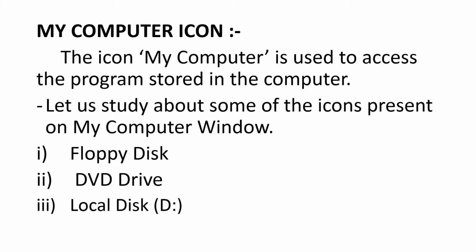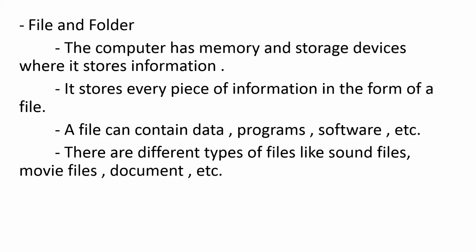When this icon is double clicked, a window containing a list of files and folders in the hard disk appears on the screen. Now the next thing that we are going to study is file and folder. The computer has a huge storage and memory where you can store and retain your information. It stores every piece of information in the form of a file. Inside the computer, each and every piece of information is stored in the form of a file or folder.